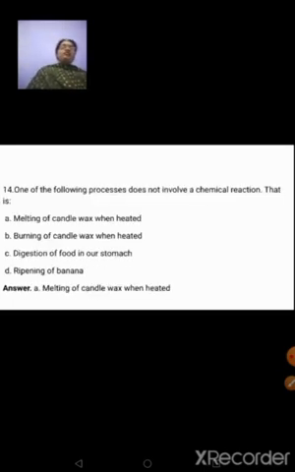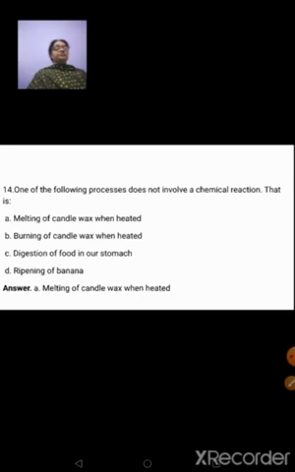Next question. One of the following processes does not involve a chemical reaction. That is, which among the following? Melting of candle wax when heated, burning of candle wax when heated, digestion of food in our stomach, ripening of banana. See, understand the question here. Immediately you should not give the answer. See the question. One of the following processes does not involve a chemical reaction. So, burning of candle involves a chemical reaction, digestion of food involves a chemical reaction, ripening of banana involves a chemical reaction. So, which does not involve a chemical reaction? Melting of candle wax when heated, right?